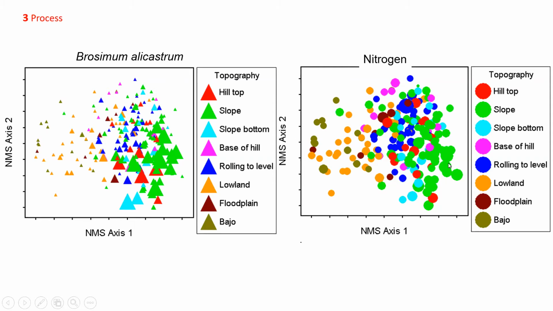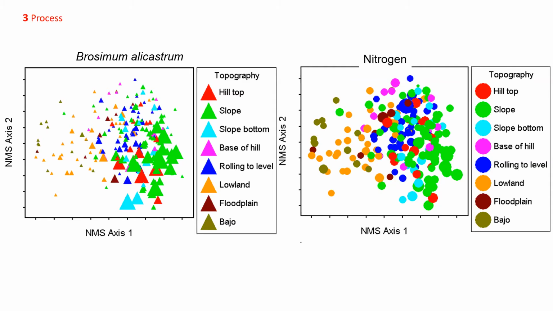This time, the size of it indicates the amount of nitrogen in the soil. So there's a lot of nitrogen on these slopes. This is where Brosimum is. It's a correlation, but at least we're starting to learn a little bit about what maybe determines or influences the distribution of tree species. A little more something about process. And there, we could do this with other species and nutrients.